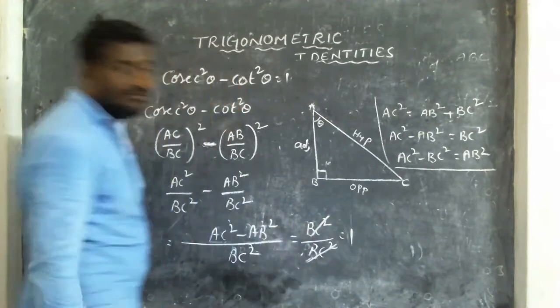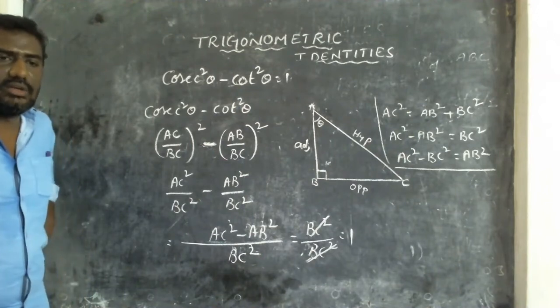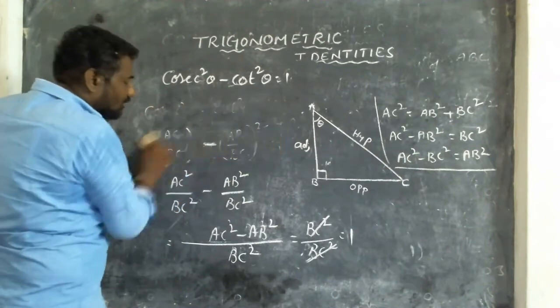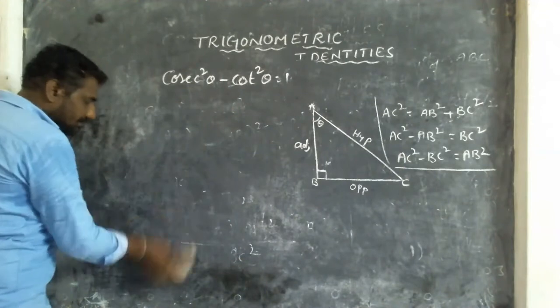Cancel, and we can write the answer as 1. So this is the third proof. Children, I think you can do the proofs on your own without looking at the board. I'll go again for these two more relations.